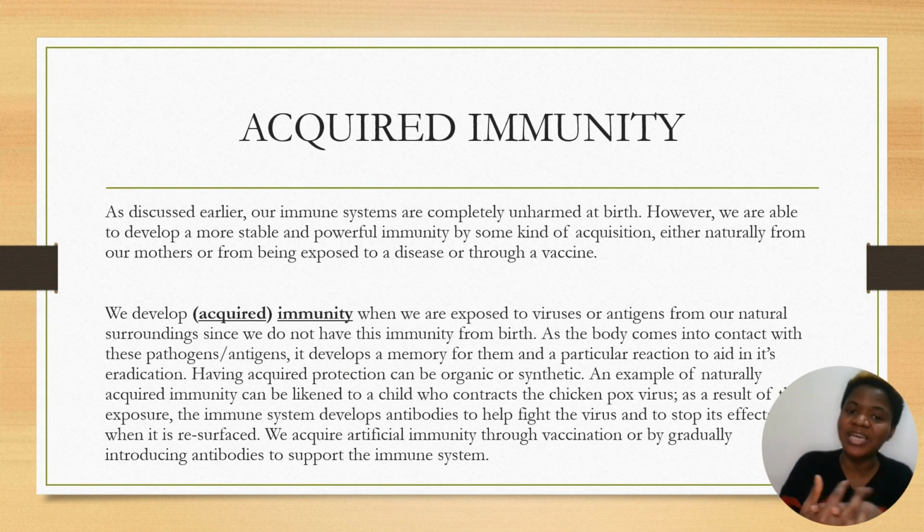Yes, we're looking at acquired immunity now. Acquired immunity is just a way of telling us that we don't have any immunity at birth. We just have this passive immunity that we get from our mother, but our immune system is not exposed to anything, so it doesn't know how to fight it. So as we get exposed to different infections, different viruses, different types of pathogens, our body is able to develop this immunity.